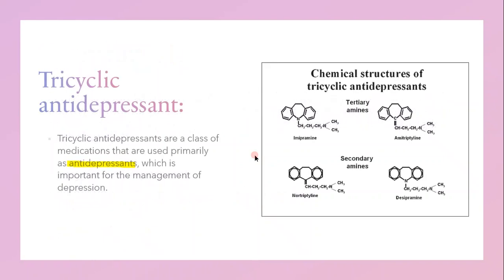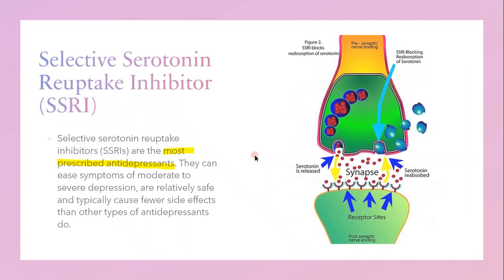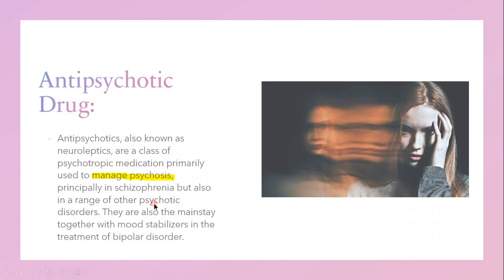So tricyclic antidepressants, they're antidepressants. There's a chemical structure, but this is psychology, so essentially they stop you from feeling depressed. Selective serotonin reuptake inhibitors, or SSRIs, are also antidepressants, but they focus on serotonin. Antipsychotic drugs manage psychosis, so essentially they're used in schizophrenia and other psychotic disorders. They are also the mainstay, together with mood stabilizers, in the treatment of bipolar disorder.